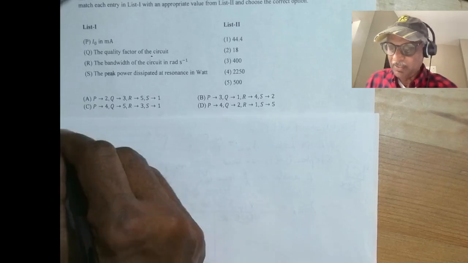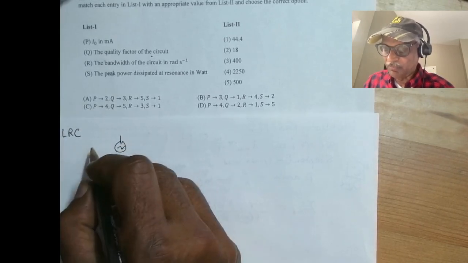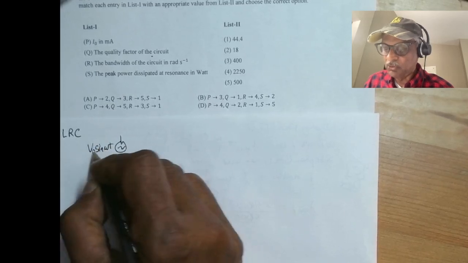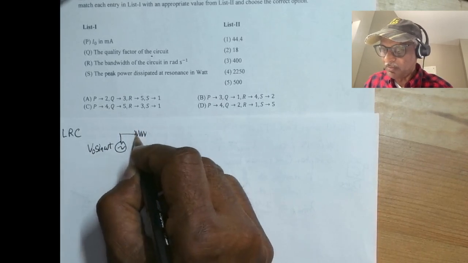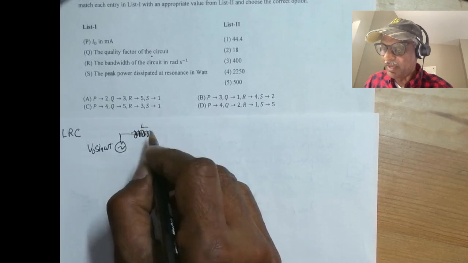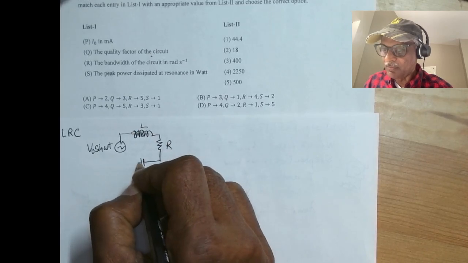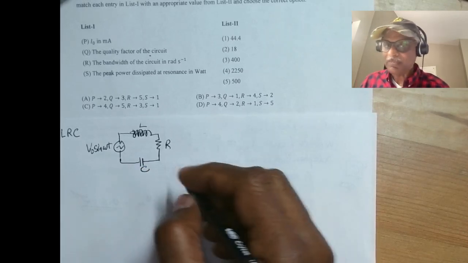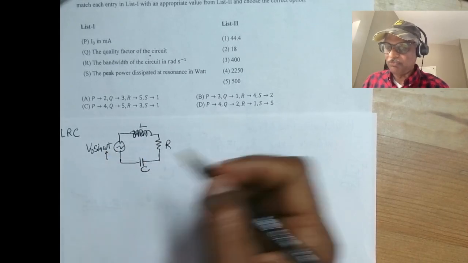Okay, in LRC circuit, if you remember, this is some AC source, V0 sine omega t. Usually I use cosine, but doesn't matter. Let's see, L, R, C. So this is the circuit, okay? And when you change this, you're going to find a resonance.